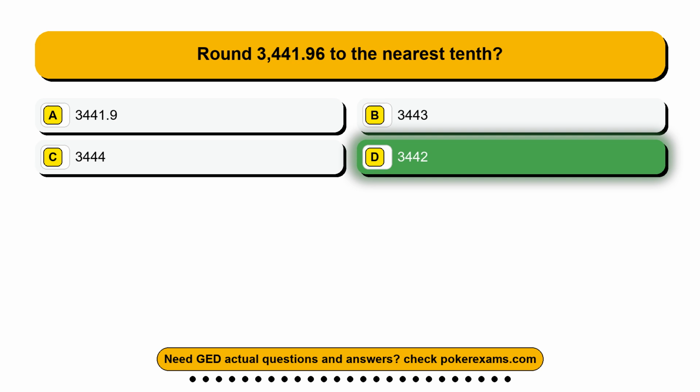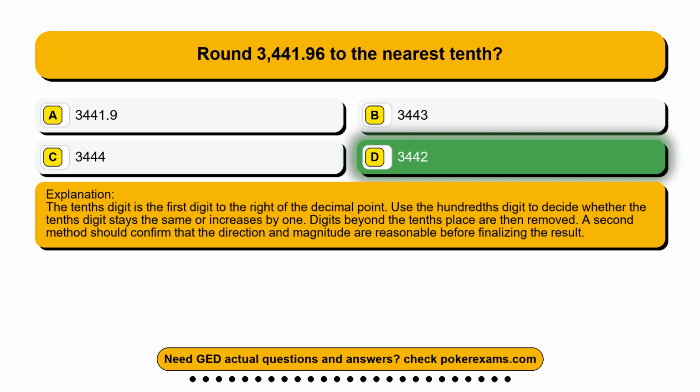3,442. The tenths digit is the first digit to the right of the decimal point. Use the hundredths digit to decide whether the tenths digit stays the same or increases by 1. Digits beyond the tenths place are then removed. A second method should confirm that the direction and magnitude are reasonable before finalizing the result.